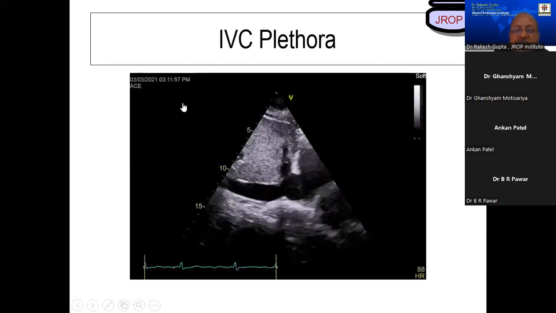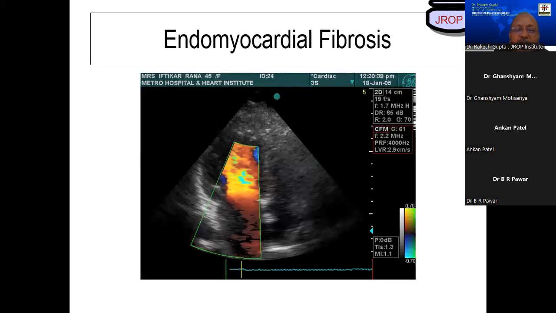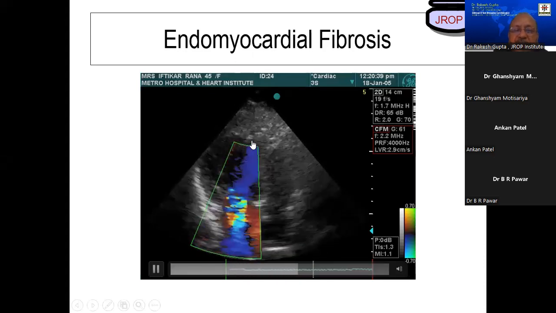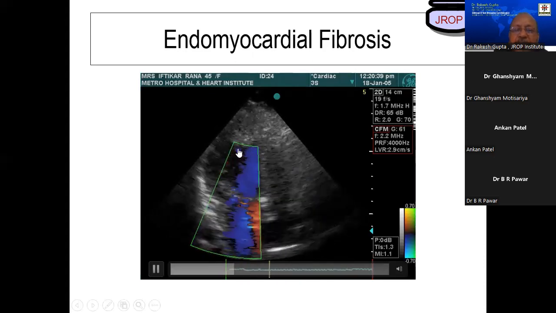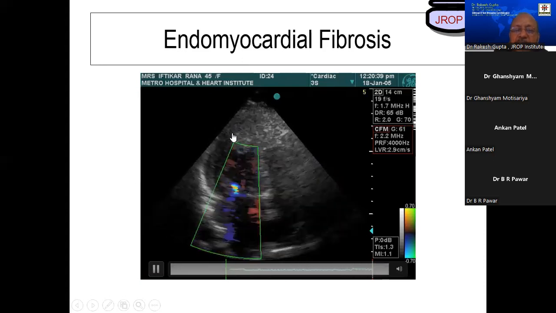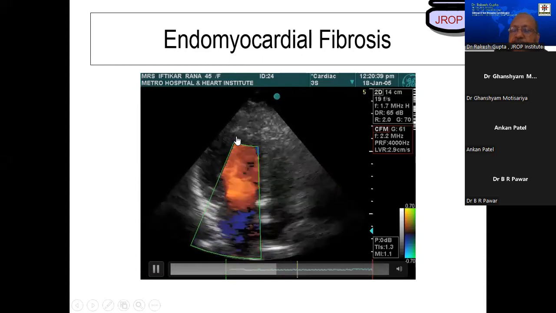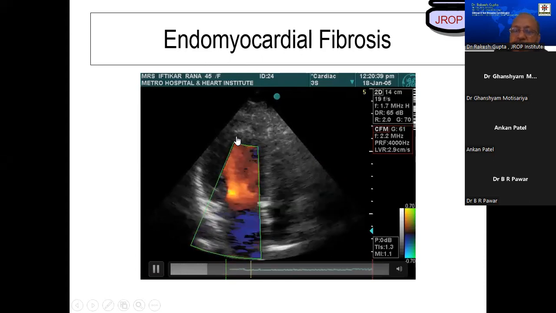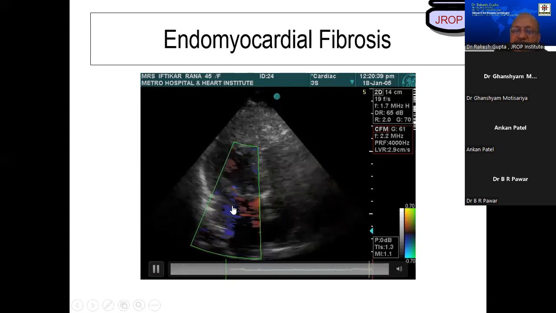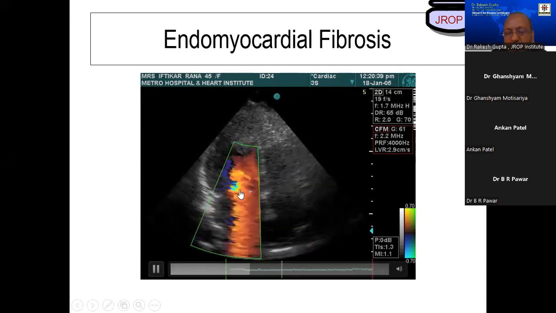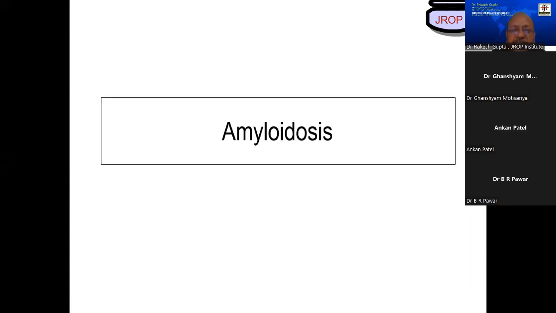If in the same patients you happen to find RV-LV obliteration of the apex, this is known as endomyocardial fibrosis. Look at this patient who has an RV obliteration of the apex with a significant amount of tricuspid regurgitation. Now the NSR is maintained, but this patient has endomyocardial fibrosis.